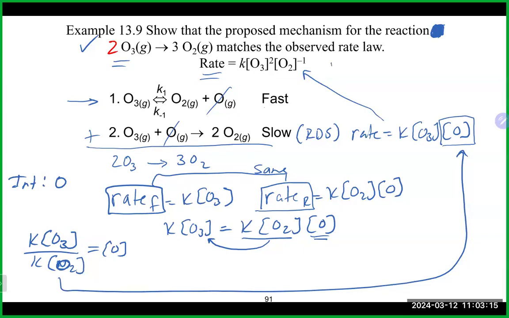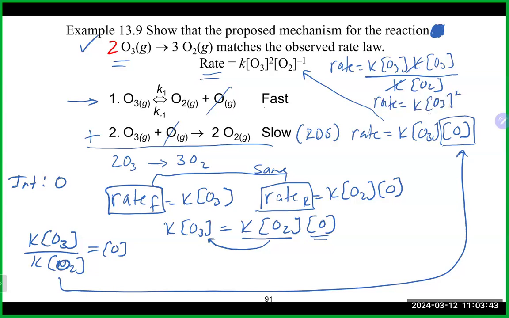And that will get us a rate law of K times O3 times KO3 divided by KO2. Doing a little bit of cleanup here, we obviously have these Ks that will cancel. We also have two of the O3s. So that will essentially give us a rate that's equal to KO3 squared divided by O2's concentration, right? So now we have a rate law.